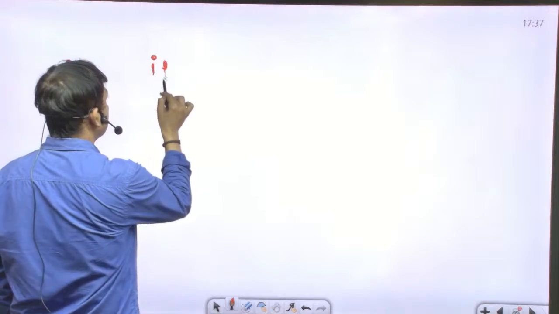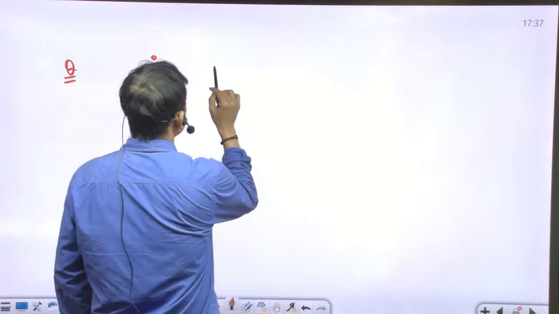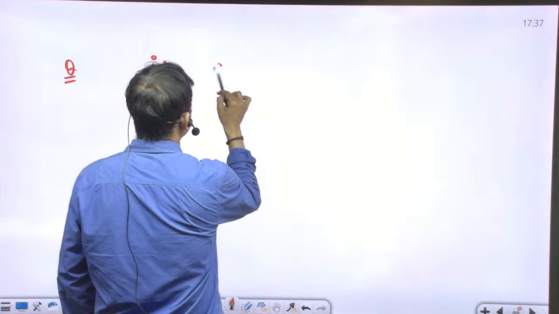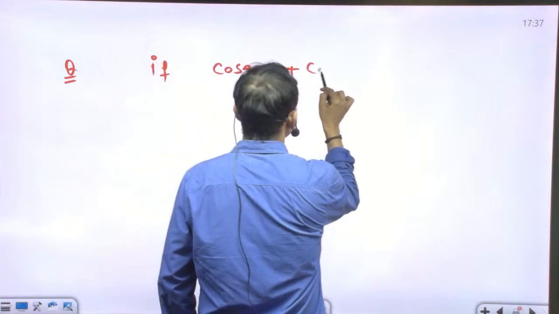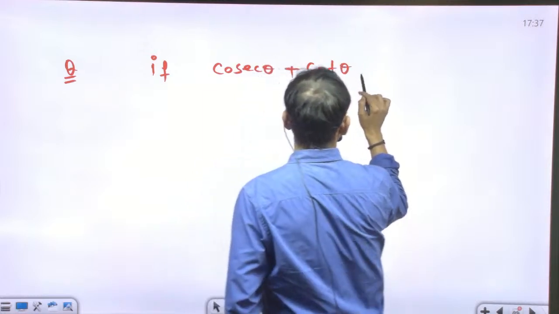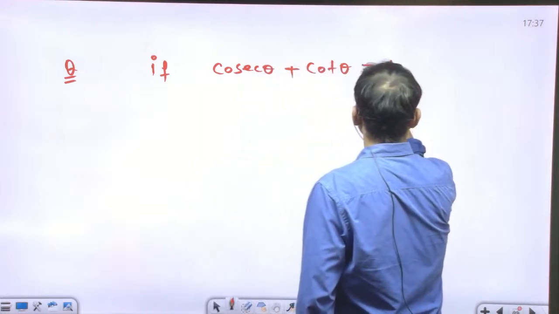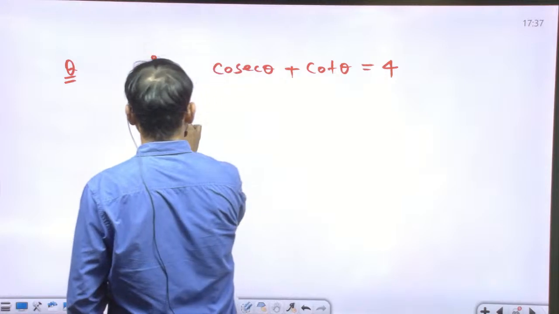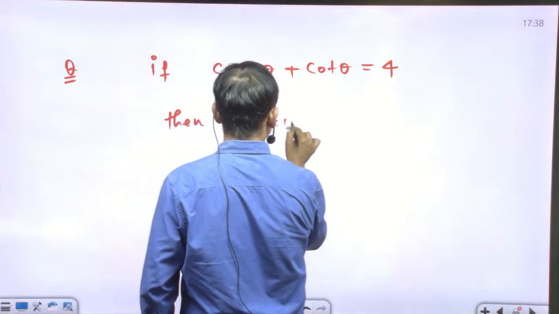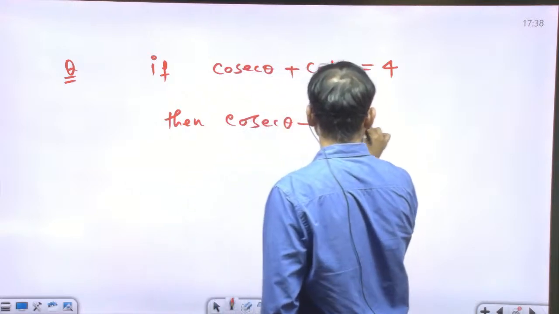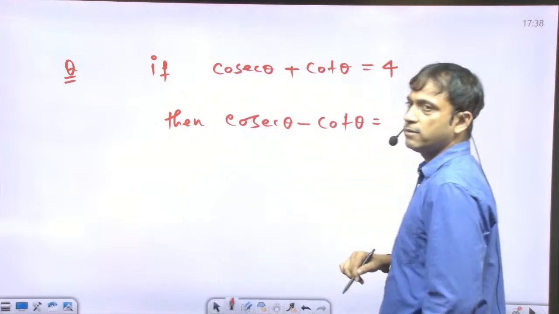Now, last part is: if cosec theta plus cot theta is given 4, then what will be the value of cosec theta minus cot theta?